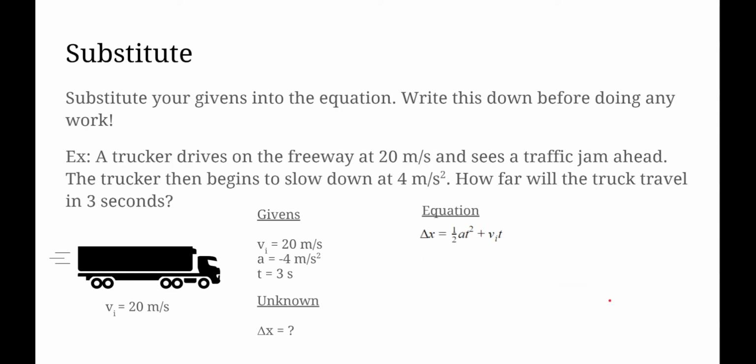Now we get to the substitution step. So we picked out our equation, and we are just going to put in our numbers. So you can see here, we have acceleration, we have time, we have initial velocity, we have time. So we have everything in this equation that we need to solve for our change in position. So we just substitute our values in.